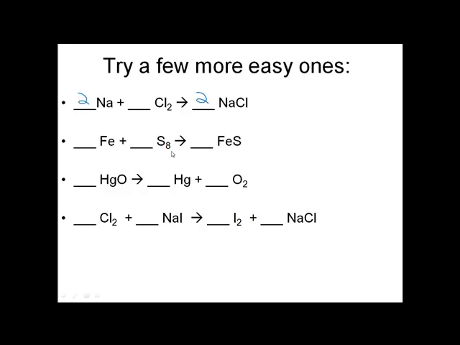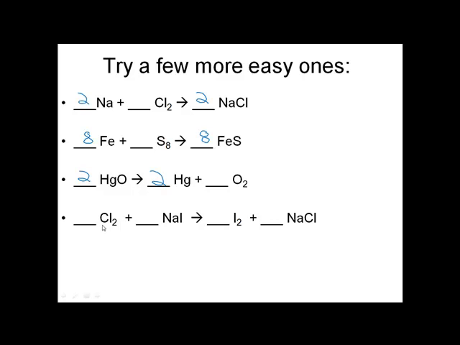Second example, my Fe's look good. However, I have 8 S's on the left. I need 8 S's on the right. So I put an 8 in front of my iron sulfide. Then I have to put an 8 in front of my iron. Third example here, my mercuries are okay, H is okay, except my O's, I need to put a 2 there. That's going to change the number of mercuries.